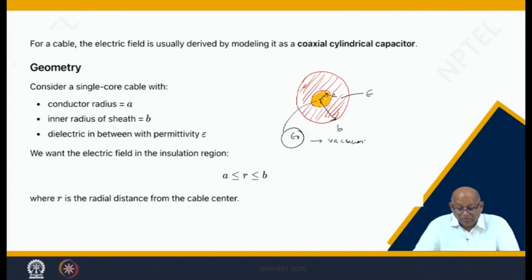So, we have to find out the electric field between A and B. What is the electric field with insulation, where epsilon is equal to epsilon 0 into epsilon r, and epsilon r is the relative permittivity. So, r is the distance from the cable center, that means the distance between here and here, not here. This derivation we will do, we will not do other derivations.